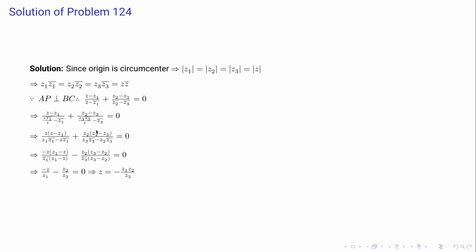We have this much. And then you solve this further. We will eventually get minus Z by Z1 minus Z2 by Z3 is equal to 0. So Z is equal to minus Z1 Z2 by Z3, which is the coordinate of P.